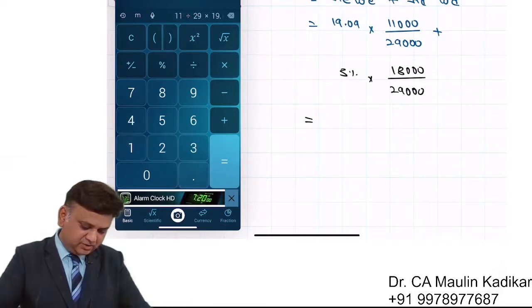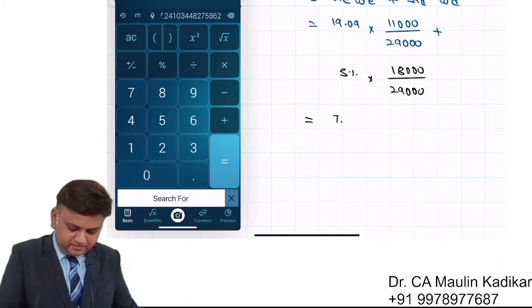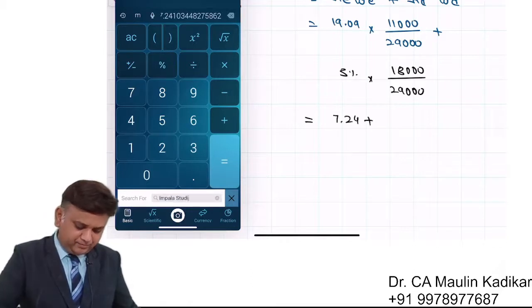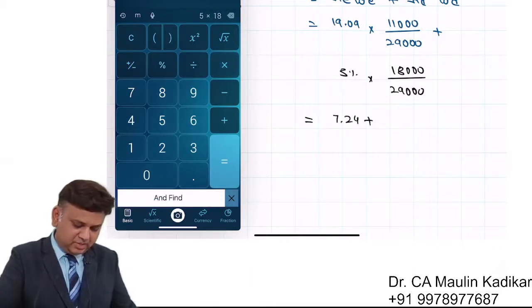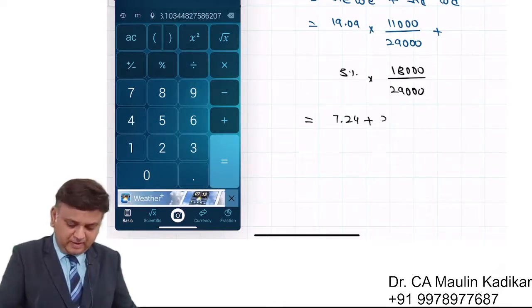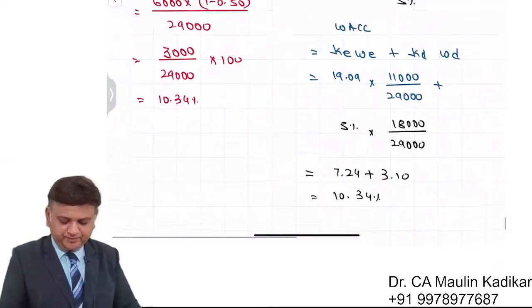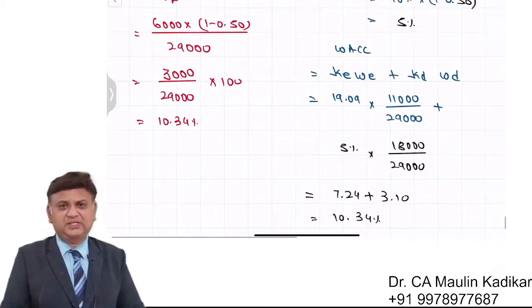Into 19.09. That comes to 7.24. 5 into 18 upon 29. That comes to 3.10. So that comes to 10.34%. Either of the ways you can present the answer.